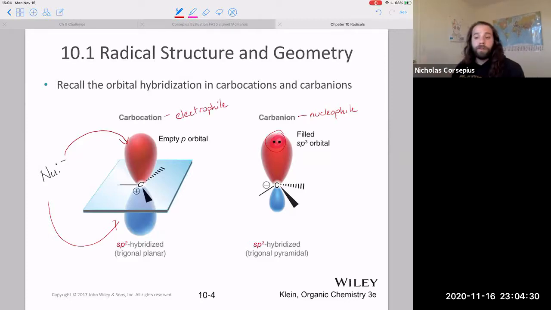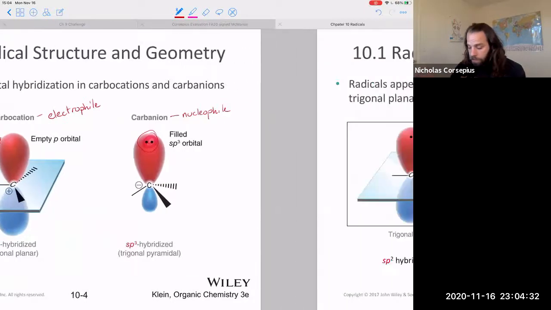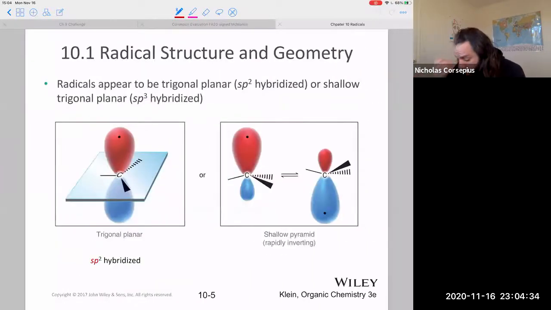Okay, so now what about the geometry of these radicals? There are two competing ideas, although the outcome tends to be the same. So, let's make it easy. Radicals also have this trigonal planar geometry, just like a carbocation. And again, why that's such a big deal is because if you have a nucleophile, or in this case it's not going to be a nucleophile, it's just going to be another radical. We'll see why in a second.